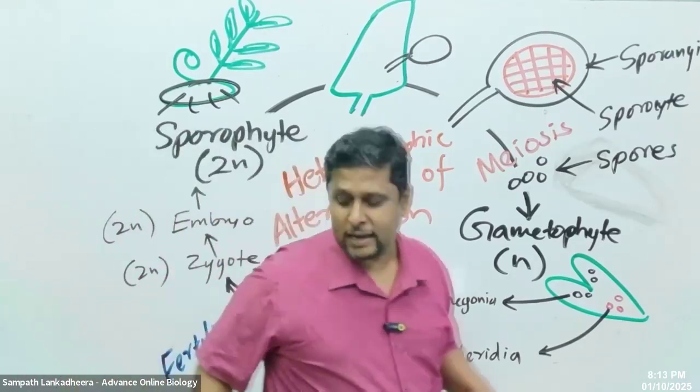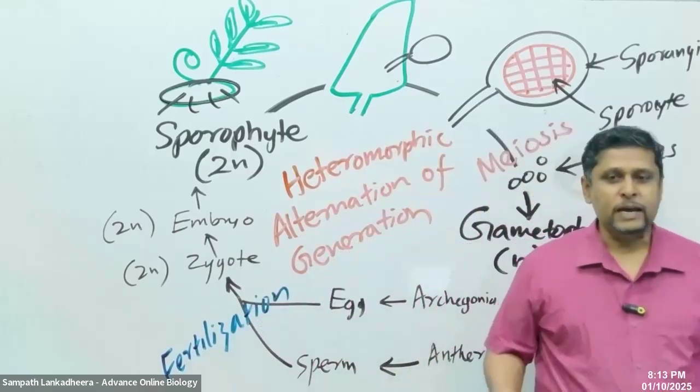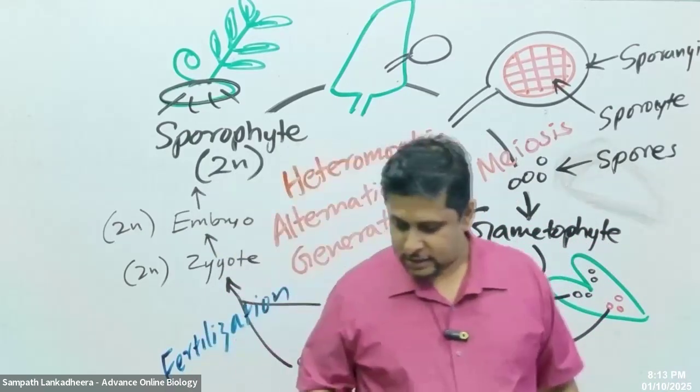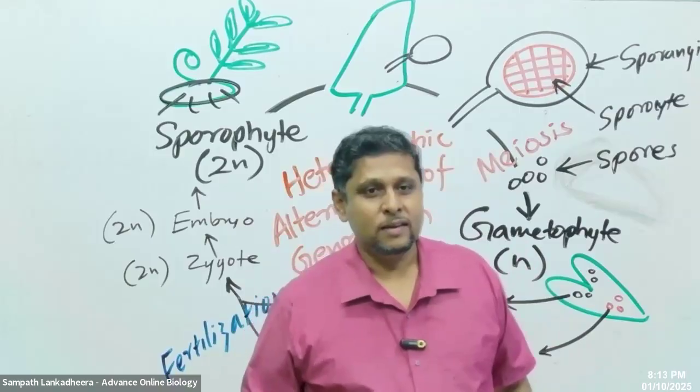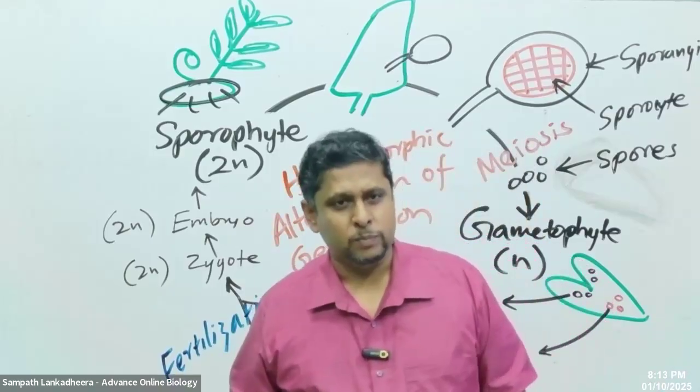So it goes like that. That is the general plant life cycle. All right, and then we come to Pogonatum.